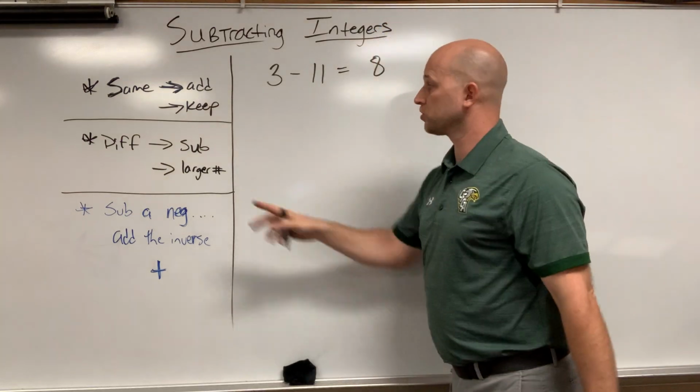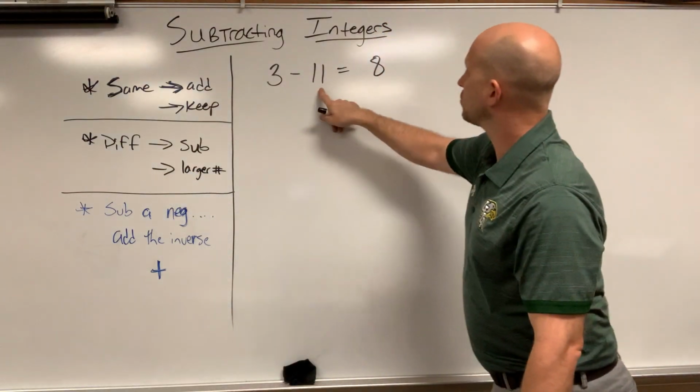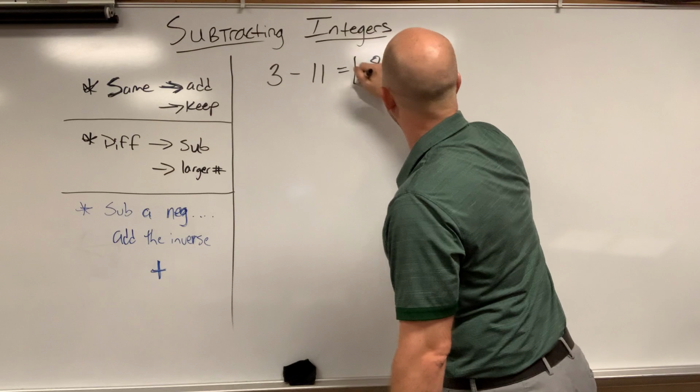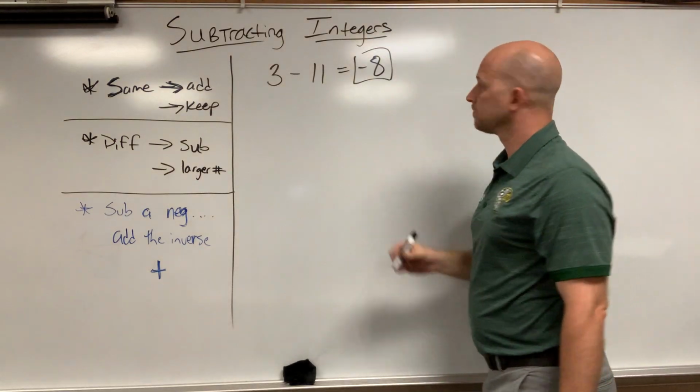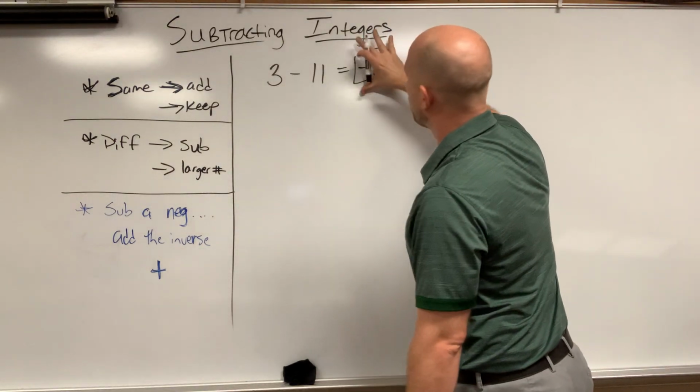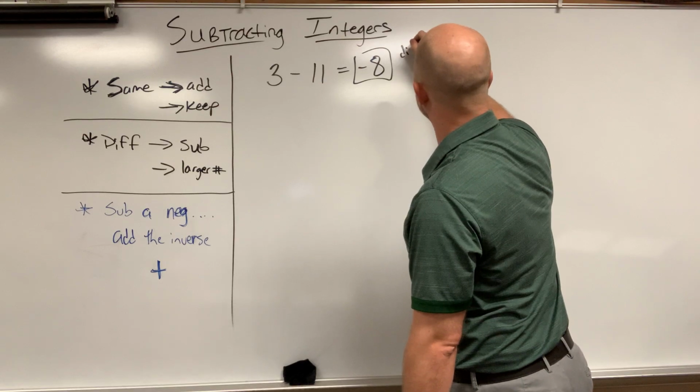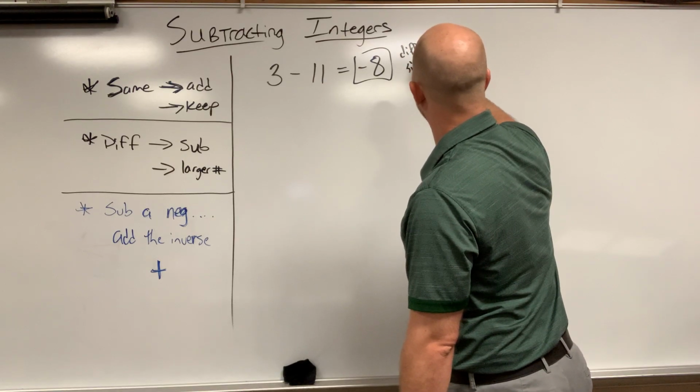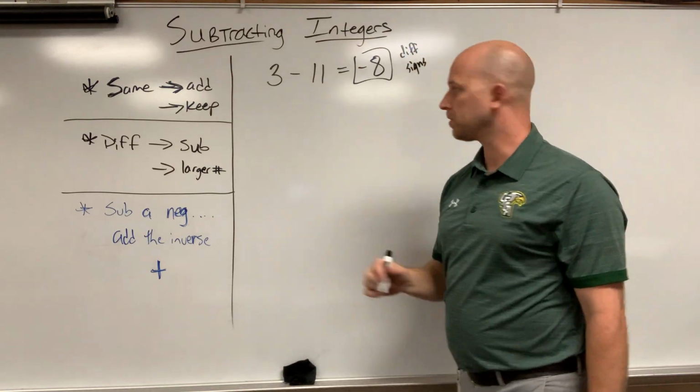Take the sign from the larger number. That's what this is here. Well, the larger number is 11. 11 is negative. Final answer is -8. Okay? And then again on the work, we need to write different signs. Okay? Let's do another one.